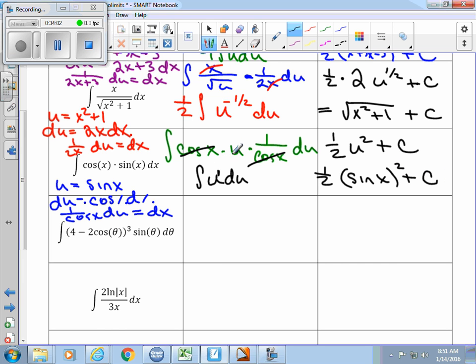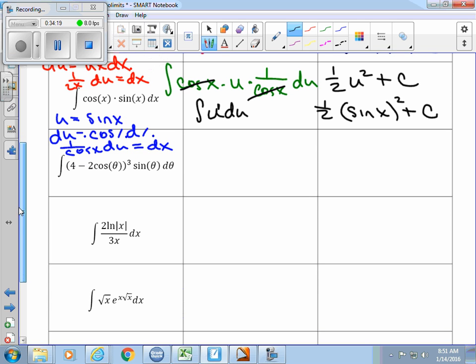If you had worked this the other way, the answer would not look identical. If you had chosen cosine instead of sine, it would be a correct trig identity equivalent answer. So it wouldn't look exactly the same, and that's okay. Because of trig identities, occasionally it may not be as cut and dry. All right, the next one.